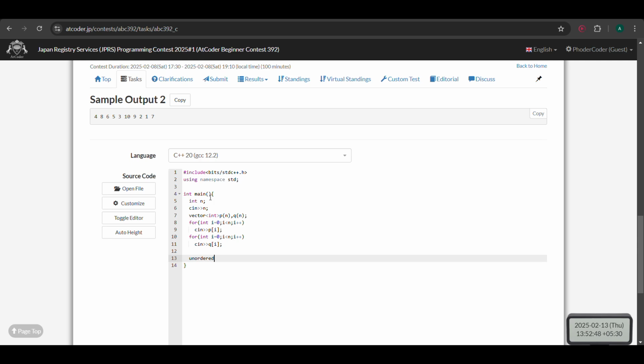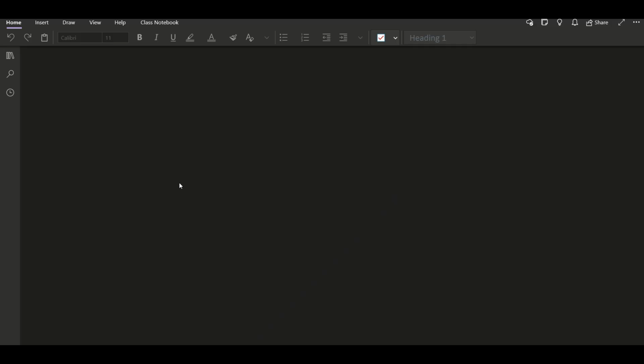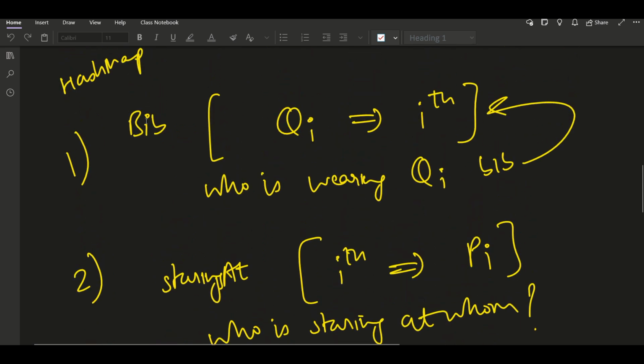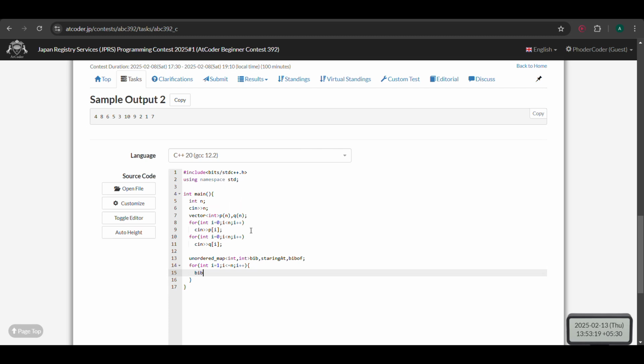Now we will make three unordered maps of int comma int. The first one is called bib, the second one is called staring at, and the third one is called bib of. Now we will traverse for all i from 1 to n, i plus plus. How do we find the bib of something? For every q of i, the ith person is wearing bib q of i, so we will write bib of q of i minus 1. We need to make sure that we are indexing it properly, so i minus 1 should be the index.